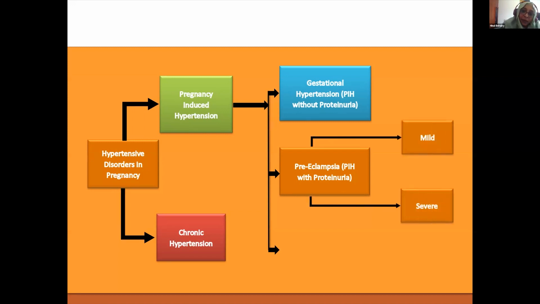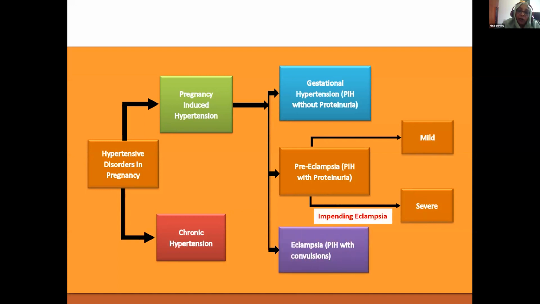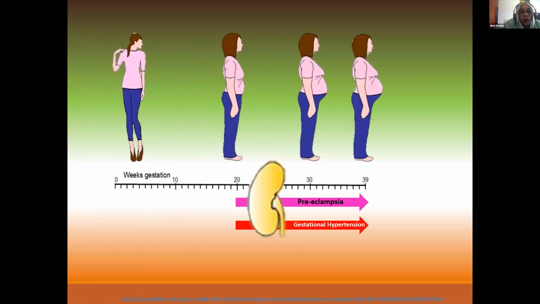And this preeclampsia can be either mild or severe, and it may go to impending eclampsia, which is associated with convulsions of the patient. The chronic hypertension can lead to chronic hypertension superimposed by preeclampsia. So it is a disease of the second half of pregnancy, starting from 20 weeks of gestation.